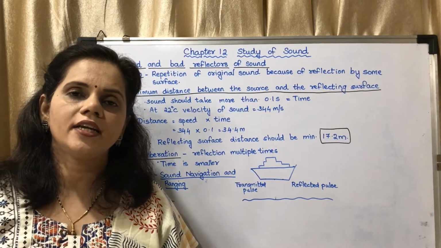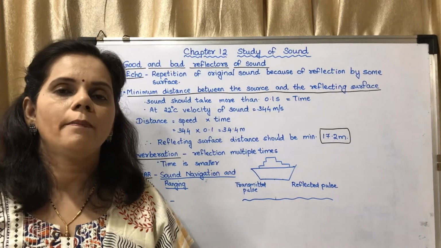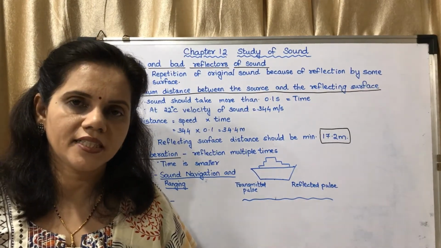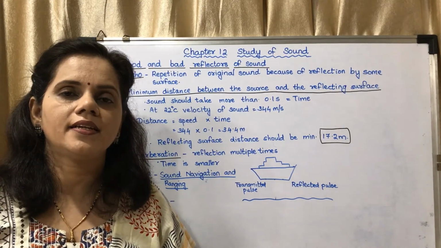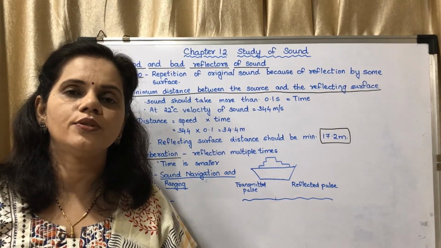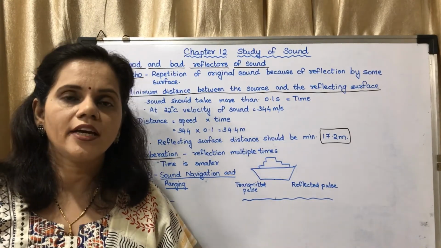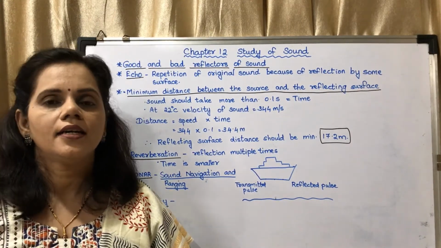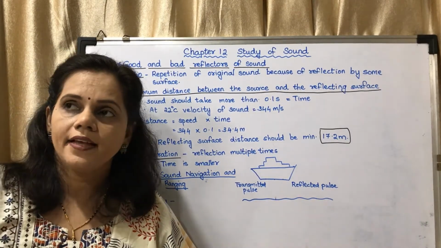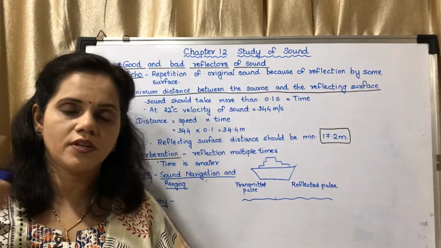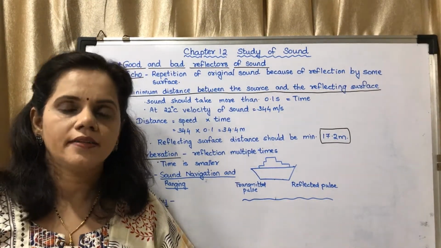Now how can you reduce reverberation? Reverberation can be reduced by using bad reflectors in halls and auditoriums. In a place where there is reverberation, you can use bad reflectors like curtains, clothes and seat covers. You might have seen in theaters the seat covers are rough. They have rough wall surfaces and rough roof surfaces. This is to prevent reverberation.